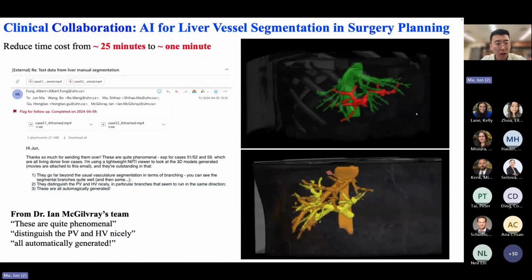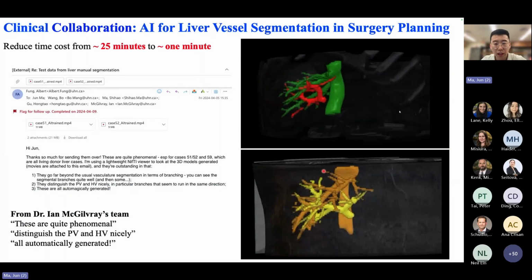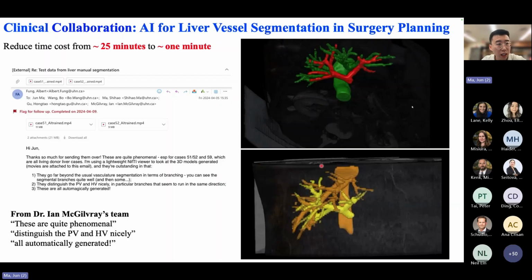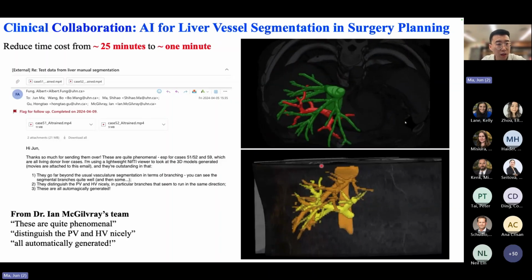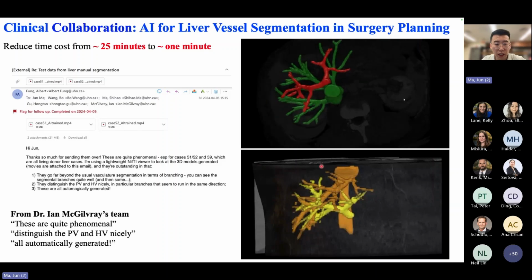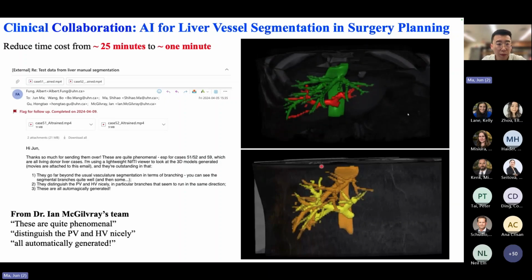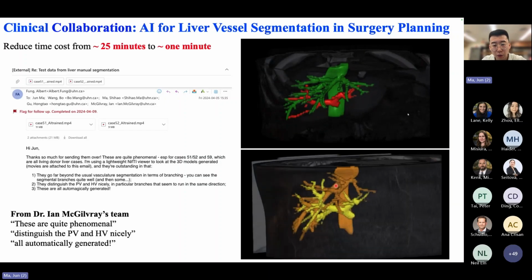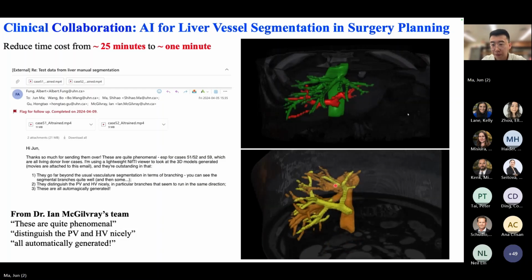Another example is to develop an AI model for vessel segmentation in surgery planning. Previously, this task was conducted in a semi-automatic way, which cost around 25 minutes for just one case. But now with our fully automatic pipeline, we can directly segment the 2 groups of vessels in around 1 minute.